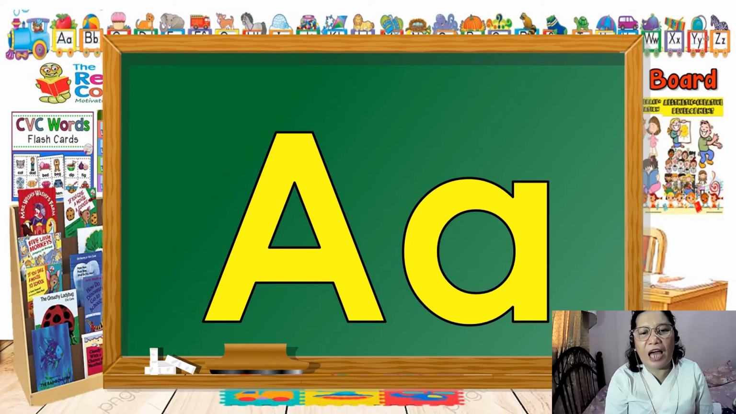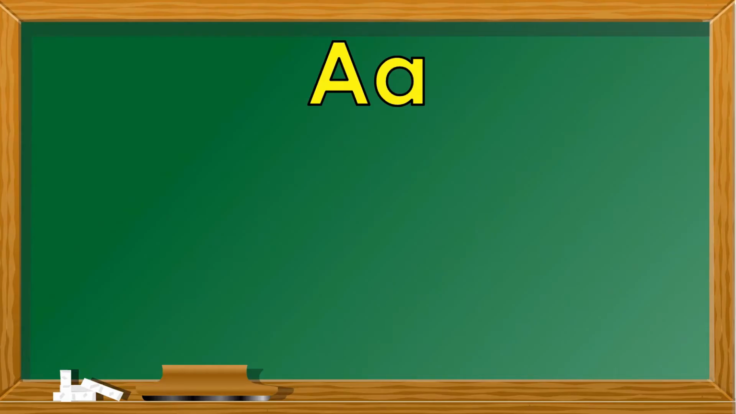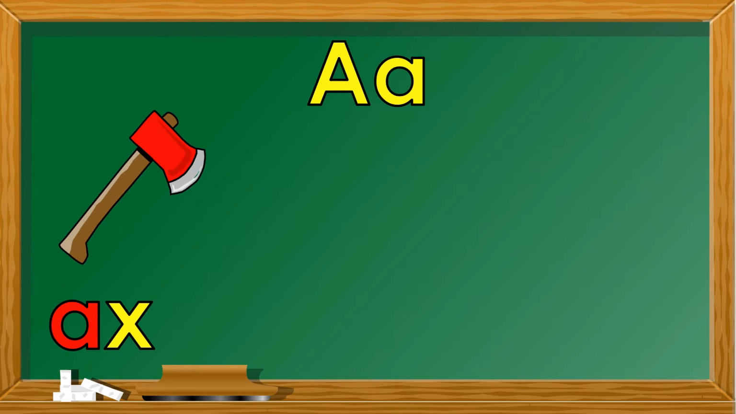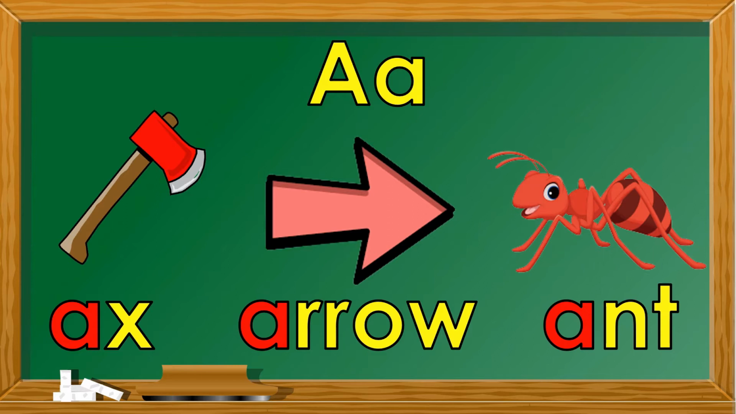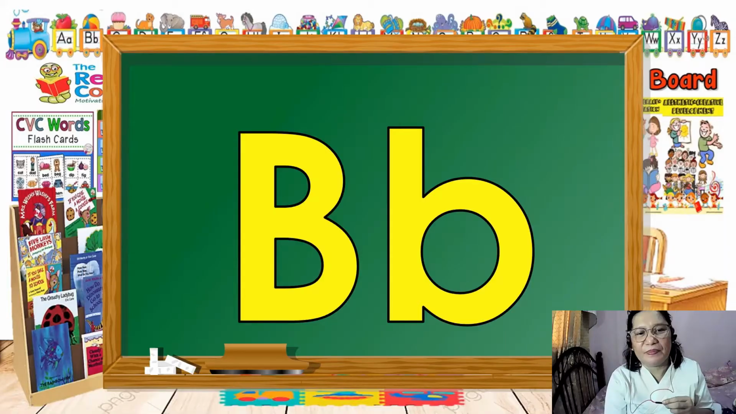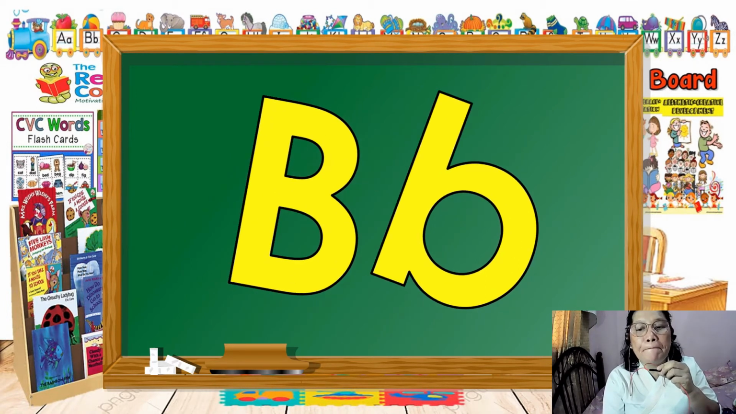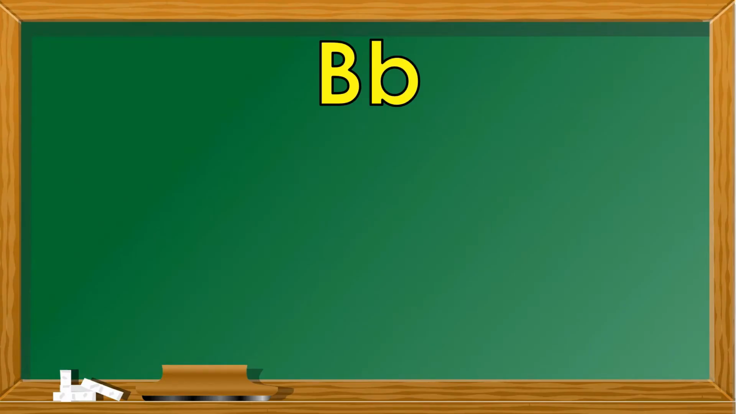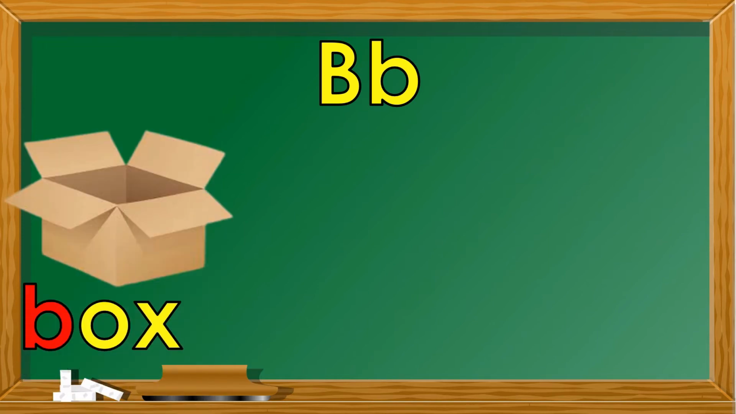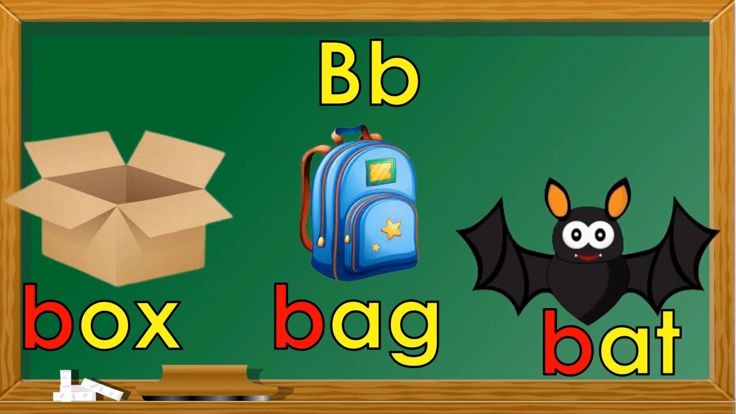The first letter of the alphabet is letter A, and the sound is A. Here are some objects having the sound of A. Axe, arrow, ant. Next, letter B, having the sound of B. Here are objects having the sound of B. Box, bag, bat.